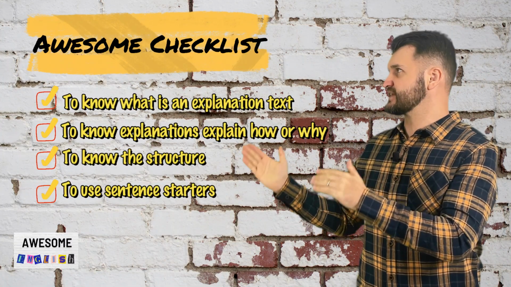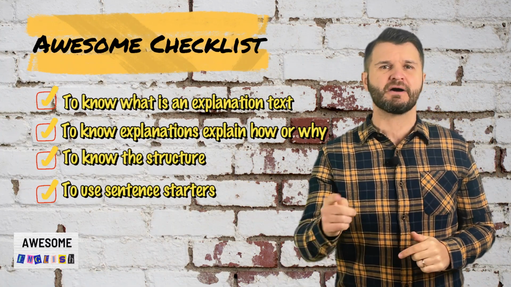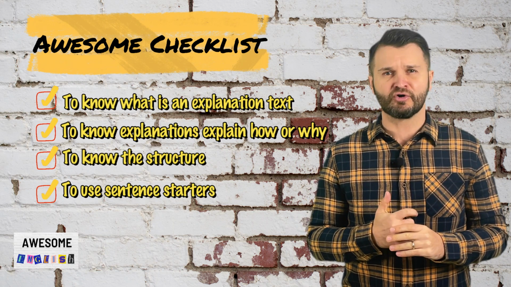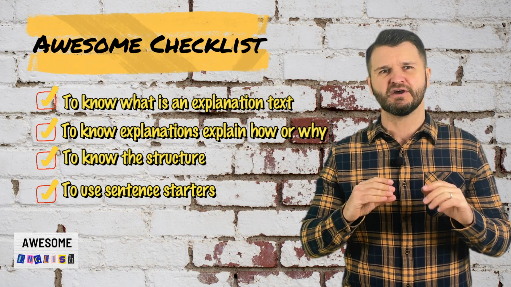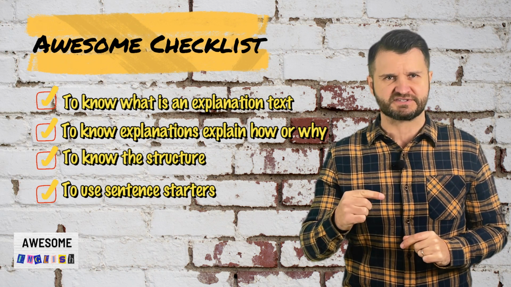This is our awesome checklist for today. It's our roadmap for success. In order to write an awesome explanation text in one paragraph, you're going to need to do the following things.